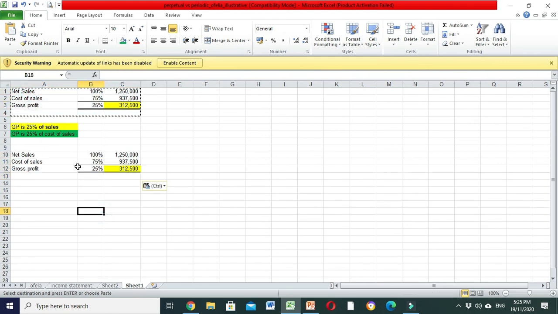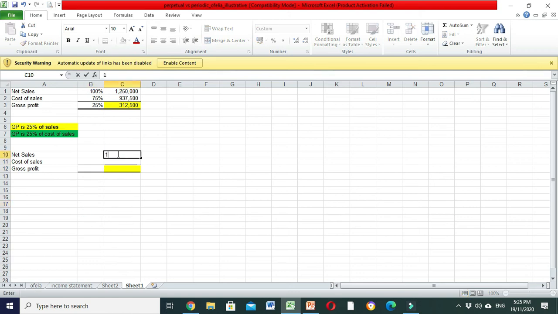So, if what we are saying is that gross profit is 25% of cost and our net sales is 1,250,000 and gross profit is 25% of cost of sales, di ba? Kung asa siya base, kung unsa iyang base, maoy 100%. So, meaning to say cost of sales is 100%. And gross profit is 25%. Okay? Now, my question is, pila ka percent ang sales?